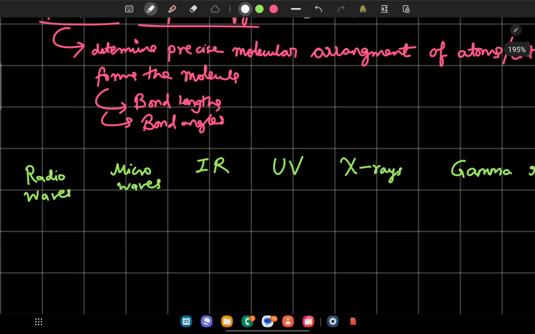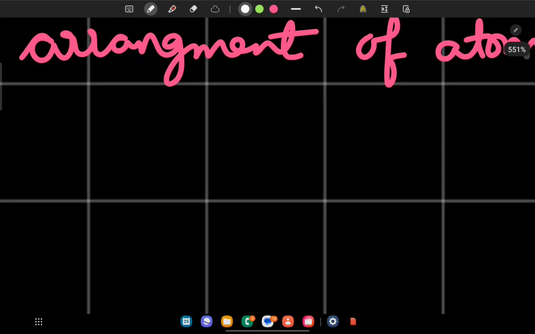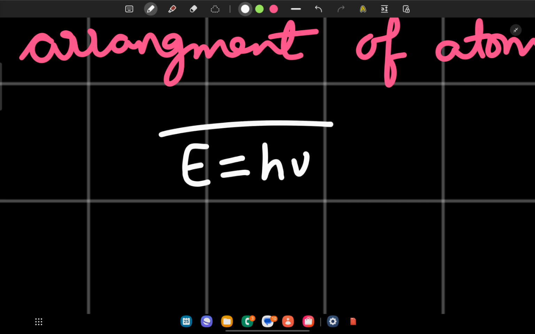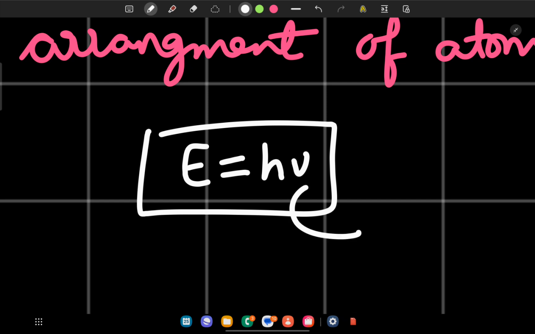Now, let's try to write down the values of the frequencies associated with the radiation. Why are we even talking about frequency? We know that the energy of a particular electromagnetic radiation is given by the universal equation E is equal to h nu. The nu in this equation stands for frequency. Depending upon the range of frequency, the energy range is figured out.